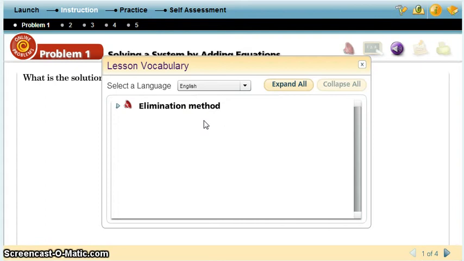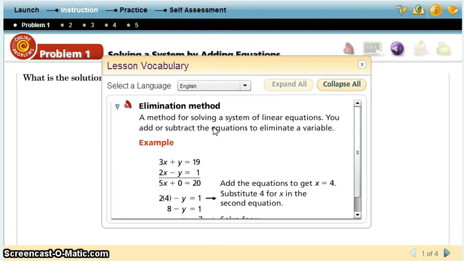Or we've also used the substitution method, which is also very easy. If you have a variable that is by itself with a coefficient of 1, then it makes the substitution method very simple. Elimination method is a great method when you have standard form. Now remember, standard form is ax plus by equals c. So the elimination method is a great way to solve systems with standard form.